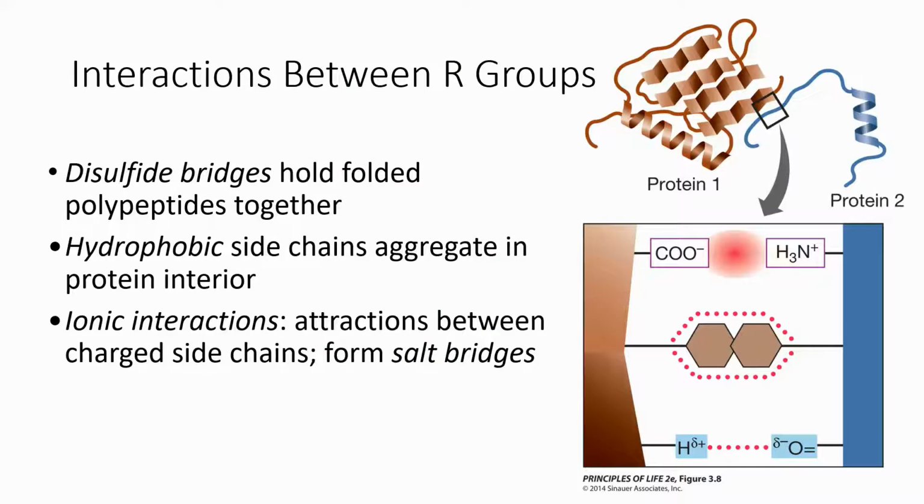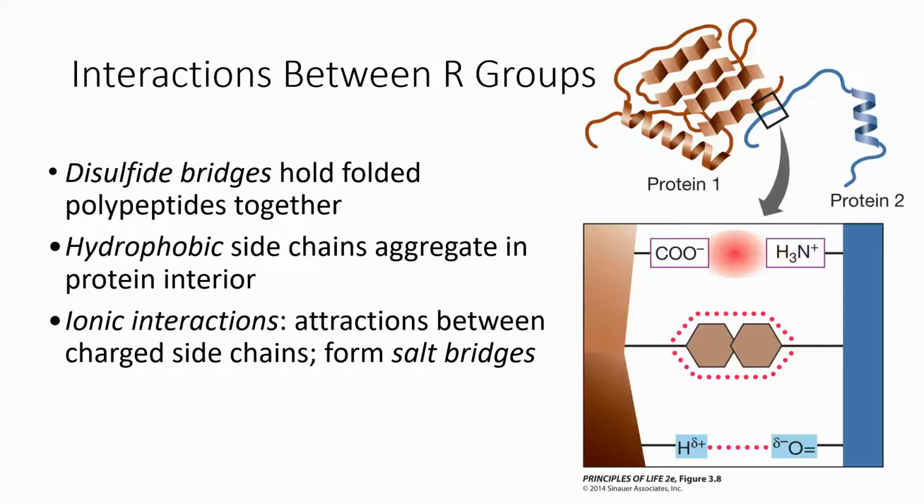So there are some interactions between the R groups that help stabilize these 3D shapes. I talked about disulfide bridges. Those are when 2 sulfurs on 2 different amino acids will covalently bind to each other. That forms a very strong bond, and that is a very heavily stabilizing influence.